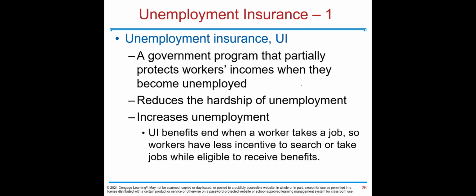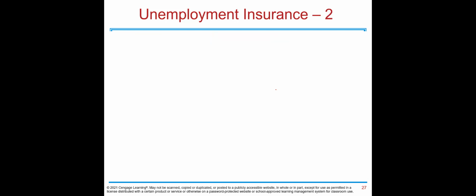The next policy is unemployment insurance. This is a government program that partially protects workers' incomes when they become unemployed. That means if you lose your job for reasons that you cannot control, then the government is going to compensate you for a certain period of time. And this reduces the hardship of unemployment, but unfortunately it increases unemployment. This is one of the unintended consequences of unemployment insurance. UI benefits end when a worker takes a job, so workers have less incentive to search for or take jobs while eligible to receive benefits, and that increases the unemployment rate.